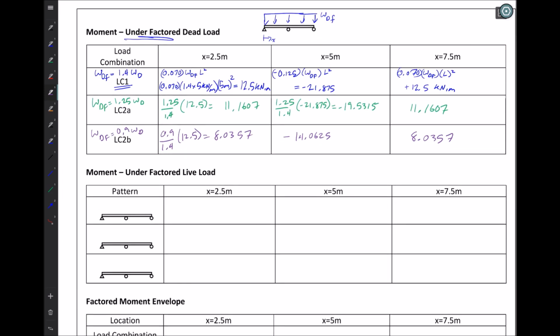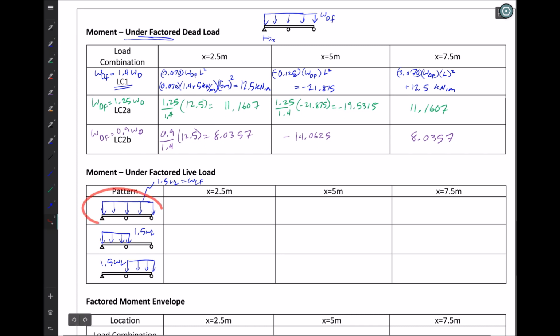So then I'm going to go and do the same thing as I did for shear under the different patterns of live loading, and I have the combination 2A and 2B both factoring the live load by 1.5. So here this would be 1.5 WL is equal to WLF, factored live load. And then the next one over here, I would be loading the left-hand span with 1.5 WL and the right-hand span with the same thing. And we'll be looking for the moments at those same locations, 2.5, 5, and 7.5. So middle of the span and at the support locations.